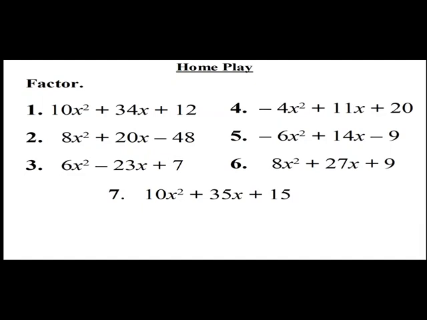For tonight, it's only 7 problems. And number 1 reads 10x squared plus 34x plus 12. Number 2, 8x squared plus 20x minus 48. Number 3, 6x squared minus 23x plus 7. 23, Michael Jordan. Number 4, negative 4x squared plus 11x plus 20. Number 5, negative 6x squared plus 14x minus 9. Number 6, 8x squared plus 27x plus 9. And number 7, 10x squared plus 35x plus 15. And for all of those, it says to factor. Factor.